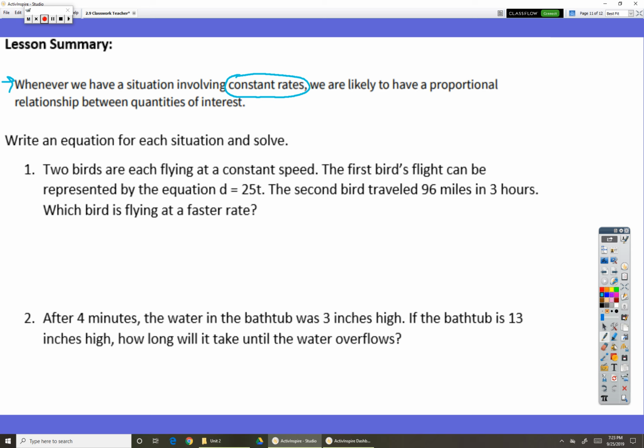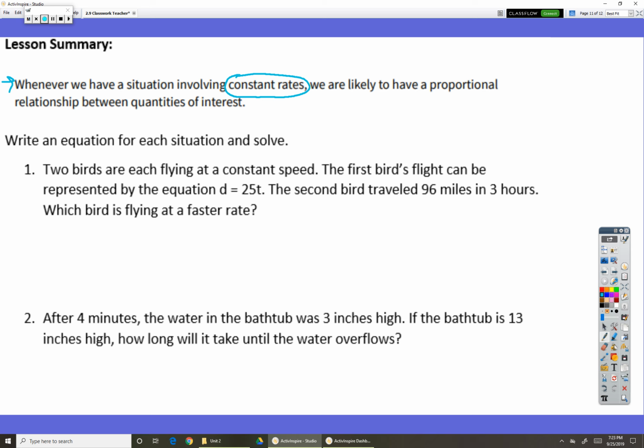Okay, I would like you to pause the video, and I want you to write an equation for each situation and solve. Now, I don't tell you what to use for your variables in number 2, so you're going to have to decide. Whatever you use, make sure you write what it stands for so that I know what your equation means. Okay, pause the video and give them a try.